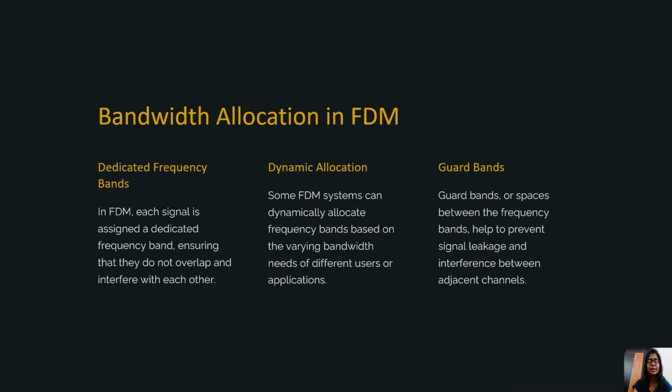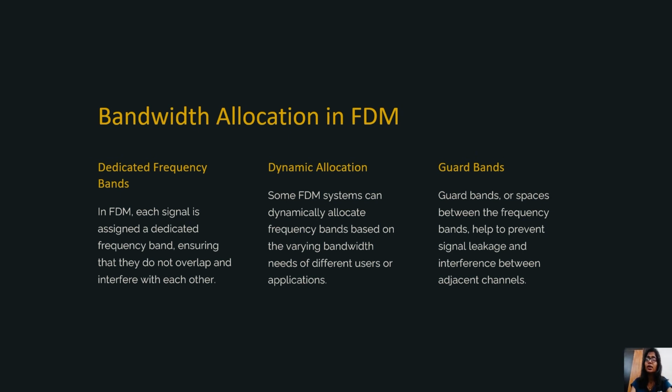So next we'll see bandwidth allocation in FDM. Dedicated frequency bands: in FDM, each signal is assigned a dedicated frequency band, ensuring that they do not overlap or interfere with each other. Next one, dynamic allocation. In an FDM system, frequency bands can be dynamically allocated based on the varying bandwidth needs of different users and applications.